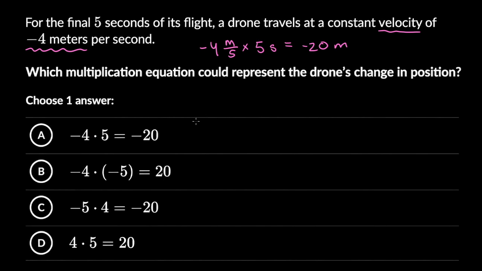So let's see which of these equations actually match that, and they didn't put the units here, which is fair game. So essentially we just want to see -4 times 5 is equal to -20, which is this first choice right over here. This -4 times -5, this doesn't make sense. That would mean negative time here. This one over here would imply negative time and a positive velocity, which wasn't what we're talking about. And this one right over here would imply a positive velocity and a positive displacement or a positive position, which also would not be the case.